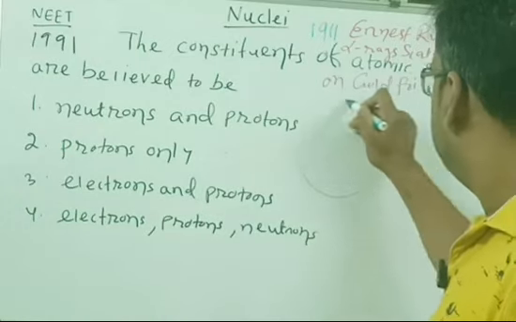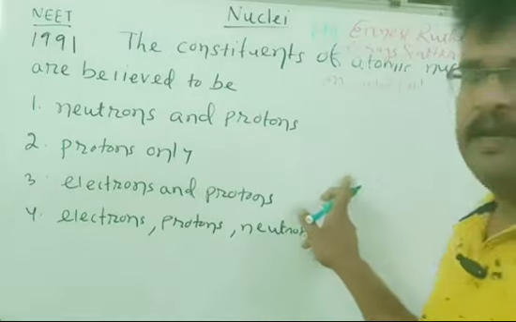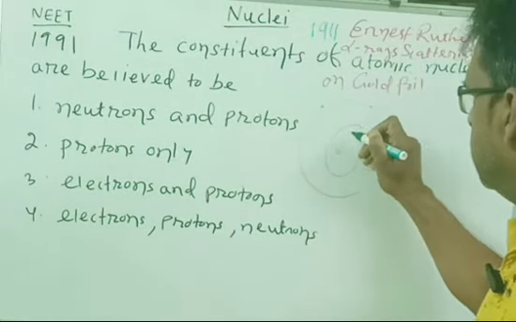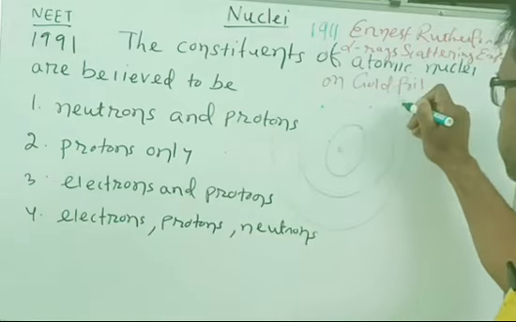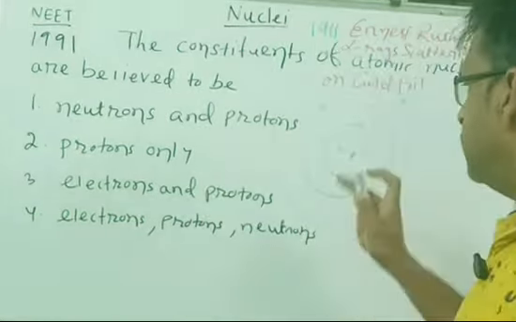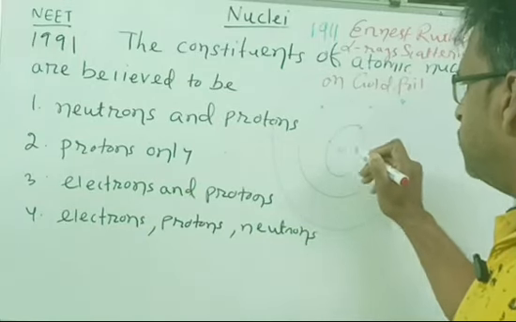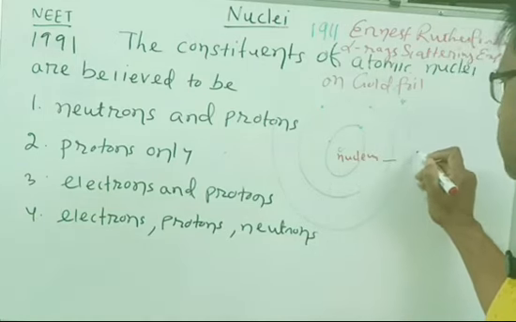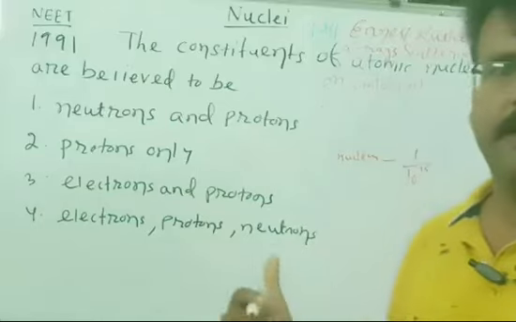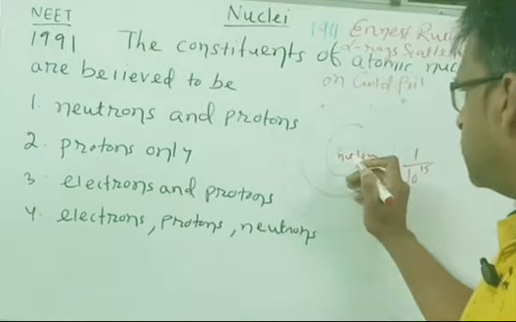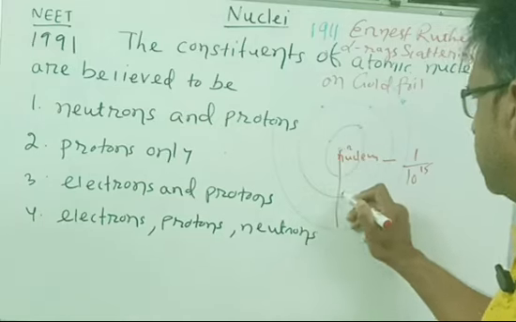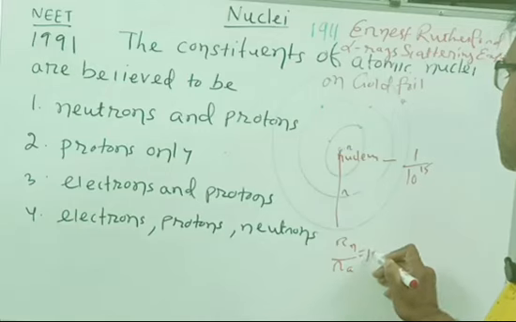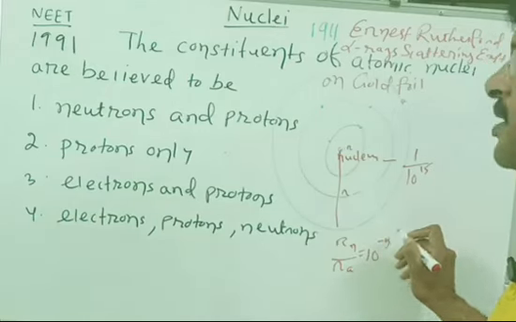Suppose this is the atom, then this is the nucleus. This is very small. Electrons are revolving around the nucleus in various orbits according to Rutherford. And the volume of this nucleus in comparison to the atom is of the order of 10 to the power 15 times less. Or the radius of the nucleus as compared to the radius of the atom, R of nucleus by R of atom, is equal to 10 to the power minus 5.